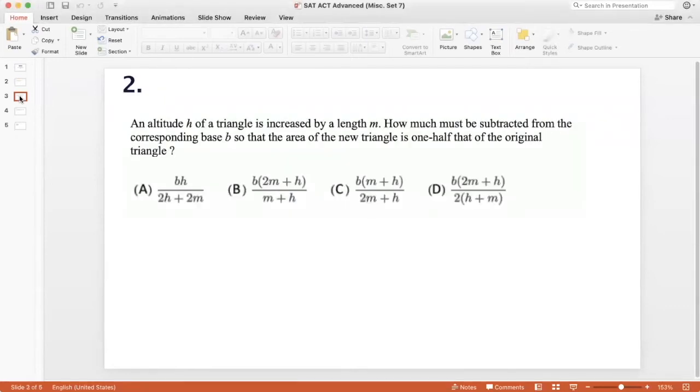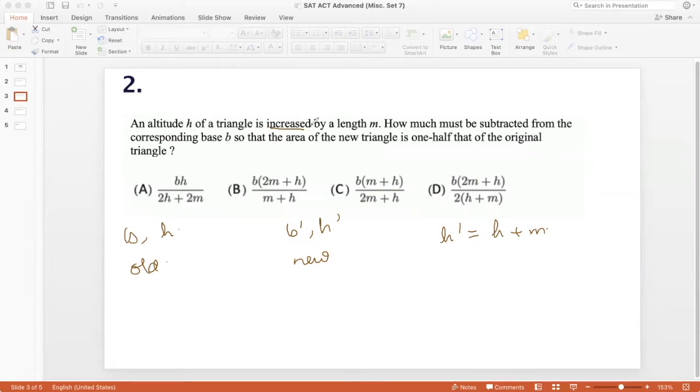Question 2. An altitude h of a triangle is increased by a length m. How much must be subtracted from the corresponding base b so that the area of the new triangle is 1/2 that of the original triangle? So we have, let's say b and h are the base and altitude of the old triangle, and b dash and h dash are the base and altitude of the new triangle. So h dash is h plus m, right? Because the altitude is increased by a length m.